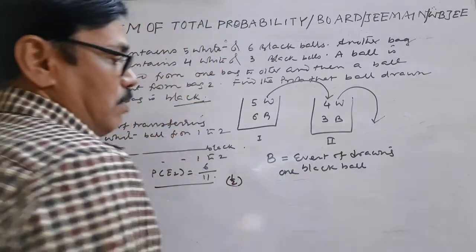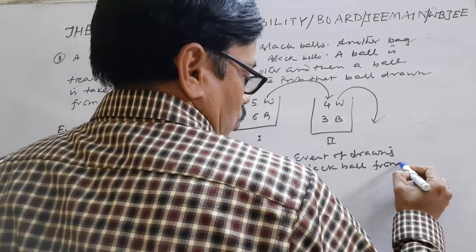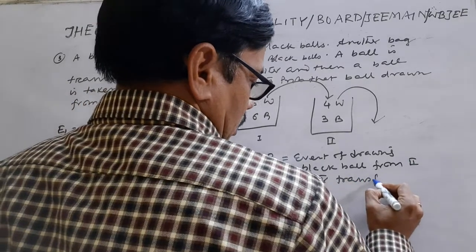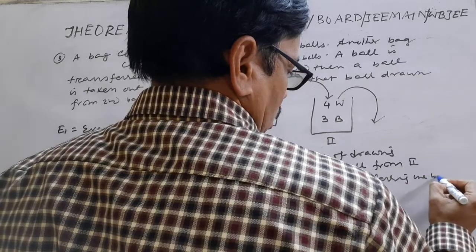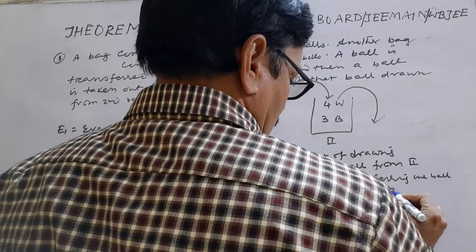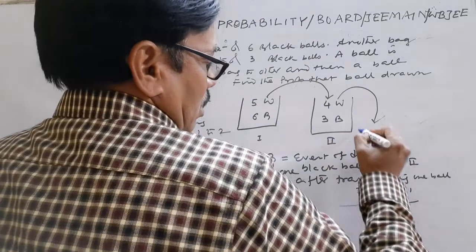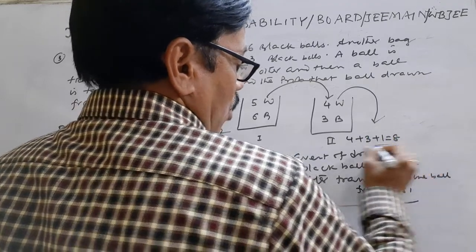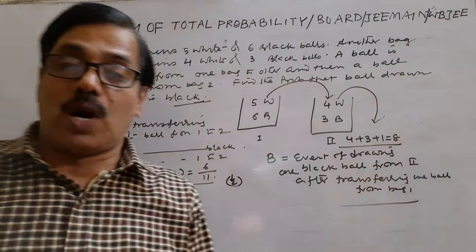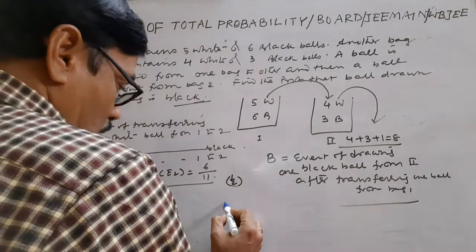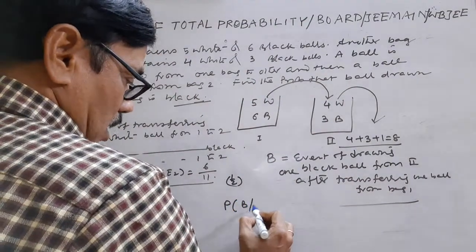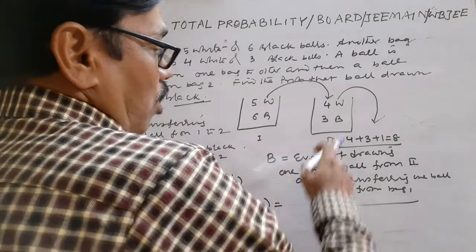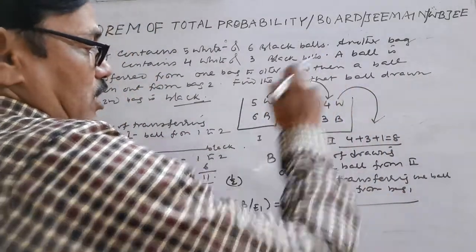One black ball from bag 2 after transferring one ball from bag 1. So here the total number of balls will be 4 plus 3 plus 1, which is 8. Out of 8 you have to take one ball. So now it is B by E1, the probability of a black ball from bag 2 when a white ball is transferred.